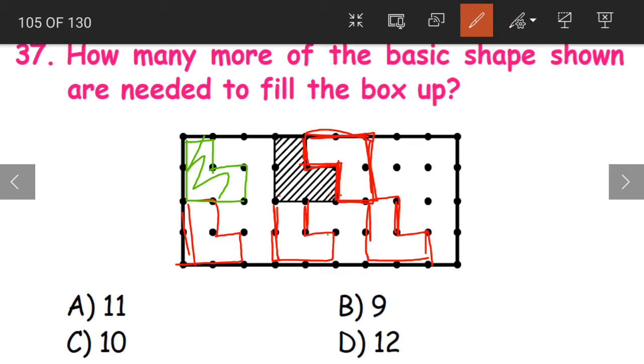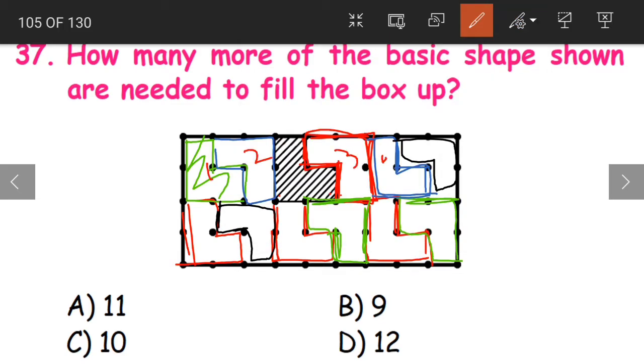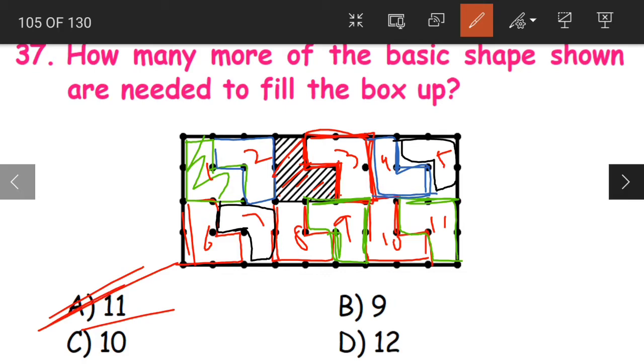1. And again here 1, again here 1. We'll take another color. This is 1, this is 1, this is 1 and this is 1. Now count how many more of basic shapes did we draw here. We have drawn 1, 2, 3, 4, 5, 6, 7, 8, 9, 10, 11. So what is our answer? A total of option A, 11 basic shapes of the same basic shapes are needed to fill up our entire box. So option A becomes our correct answer.